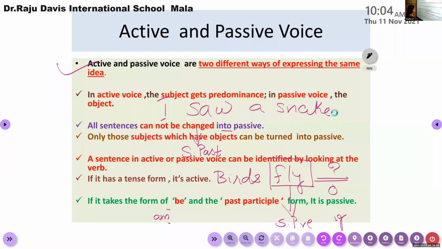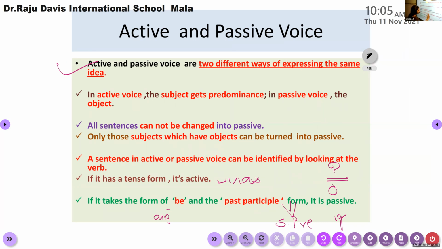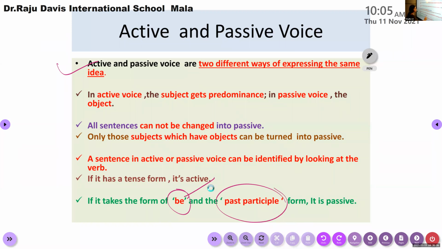Identify the verb first. If the verb is in any one of the 12 tense forms, if it is written in simple present, past perfect, or simple future, if you are able to identify the tense of your sentence by looking at the verb, then it is in active voice. Whereas it is very easy to identify a sentence written in passive voice, because the verb in passive voice takes the form of be plus past participle. What are the be forms, children?